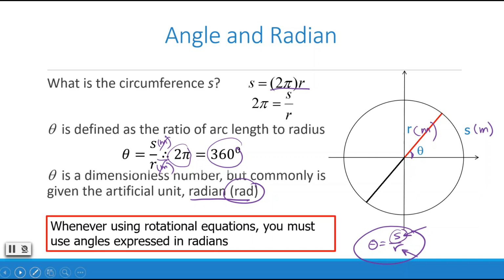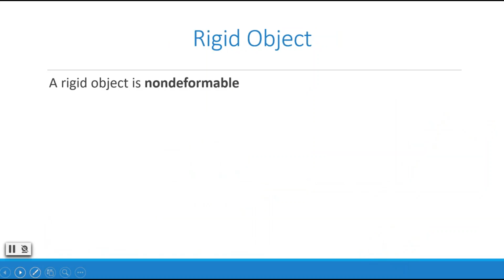Whenever we're using any of the rotational equations from here on out, you need to make sure you're using radians. Even if they give you values in degrees, you're going to have to convert it. So double check your calculator to make sure you're set for radians.